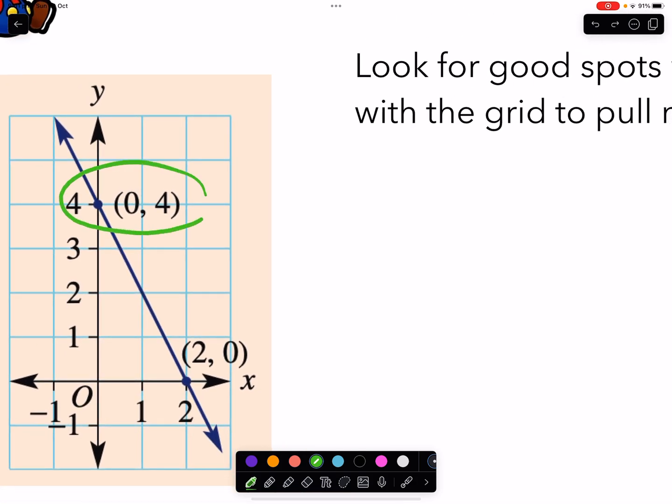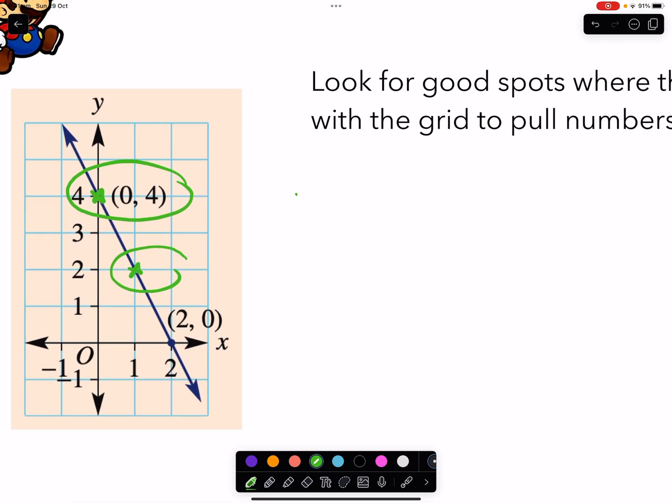So here, I could choose these 2 points here that they've labeled for me. I don't have to use them. I could actually use that spot and this spot because they line up with the grid just nicely. So I'm actually going to choose to do this way. It's going to be a little bit less work.